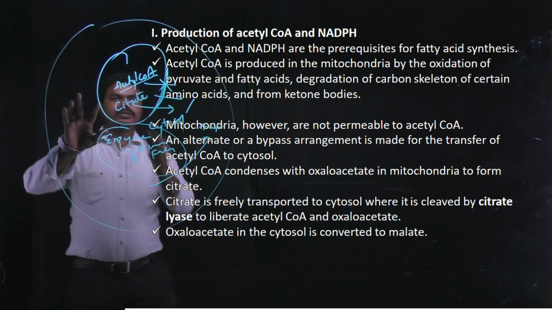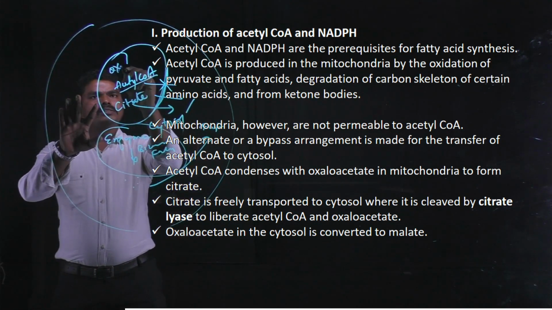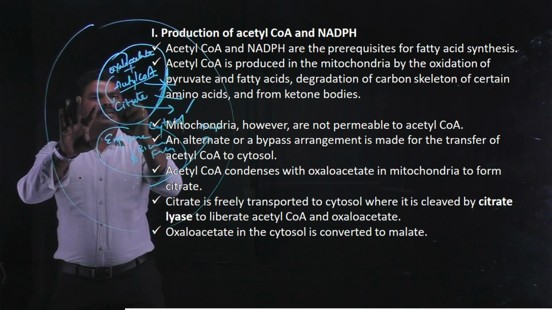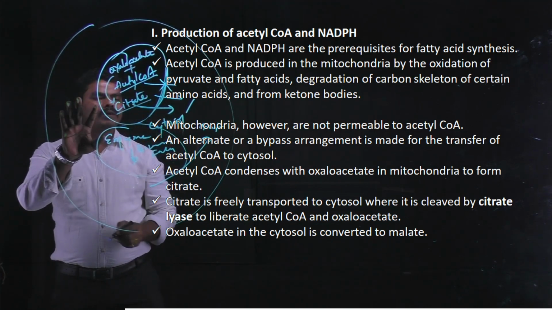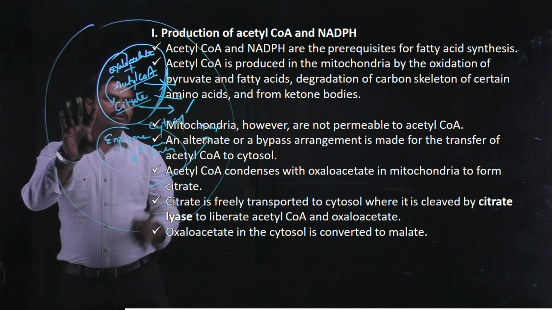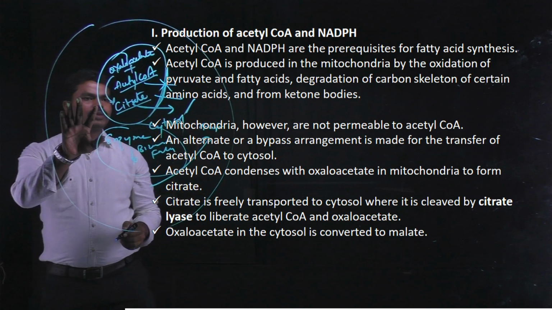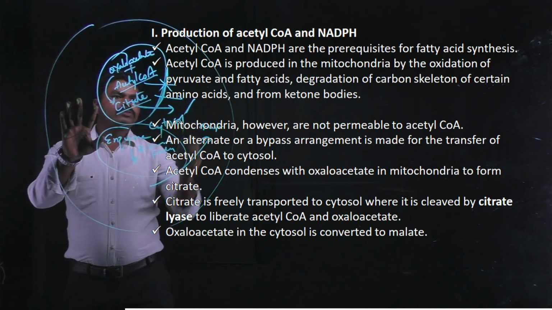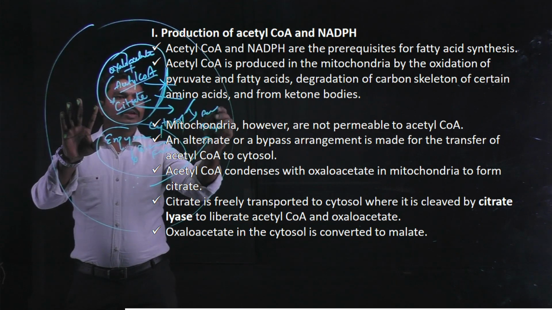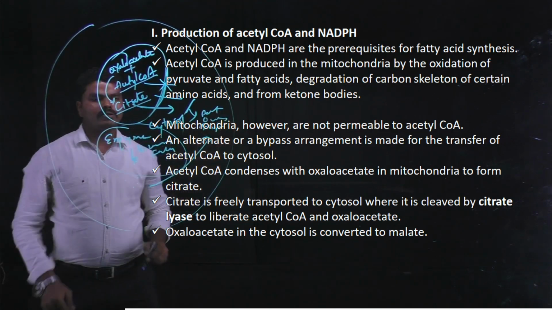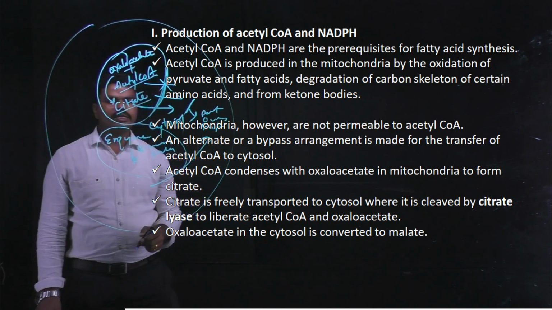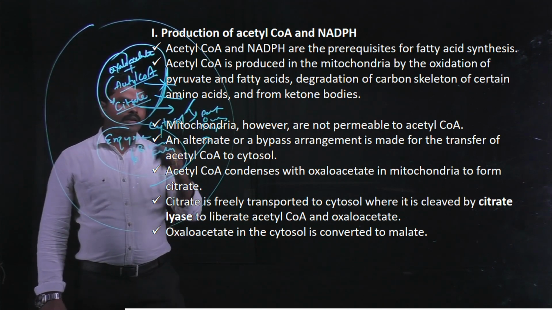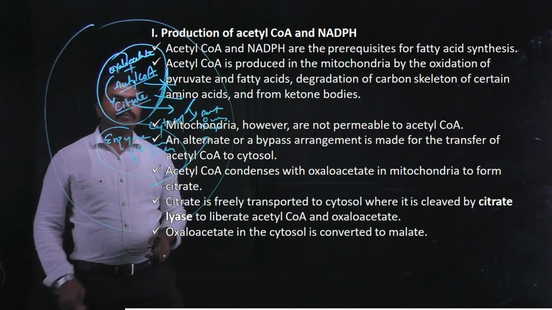again. So here inside the mitochondria, oxaloacetate and acetyl-CoA condense to form the citrate, and this citrate has the capability to cross the membrane of the mitochondria, and then it will enter into the cytosol. There is a lyase enzyme present to lyse the citrate. So thereby it can again liberate the acetyl-CoA and oxaloacetate in the cytosol, and the oxaloacetate which enters the cytosol will be converted into malate.